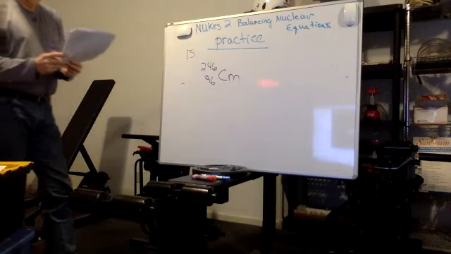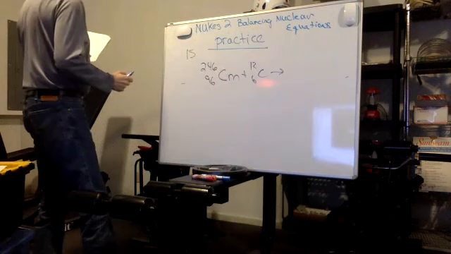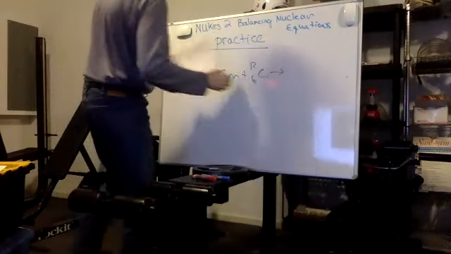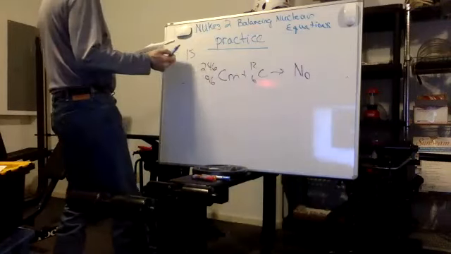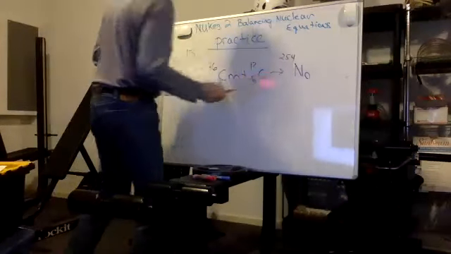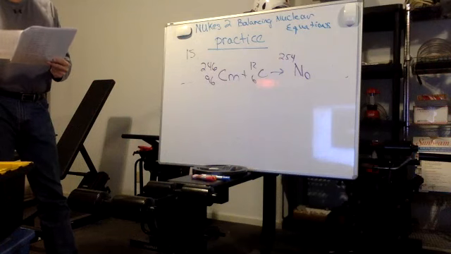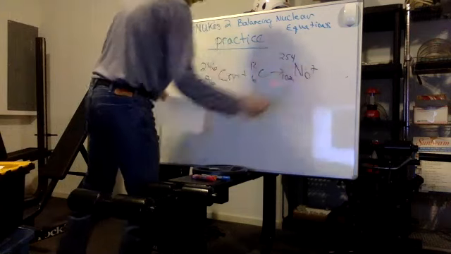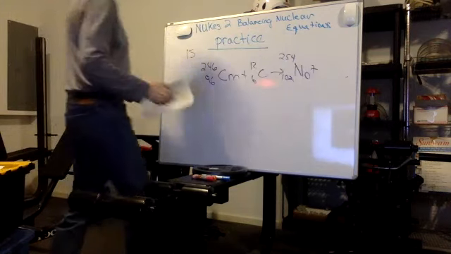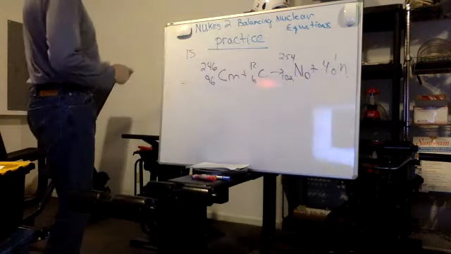Reaction of curium-246 with carbon-12. That one's easy. To produce nobelium-254. It just wants us to write this out. There's nothing to balance. We just need to find the numbers and the symbols. So nobelium, where are you hiding? Number 102. And 4 neutrons. There's 4 neutrons. And I'm assuming the math checks.